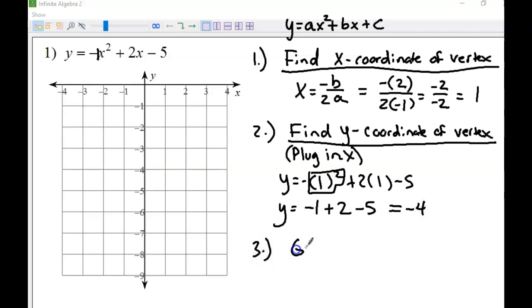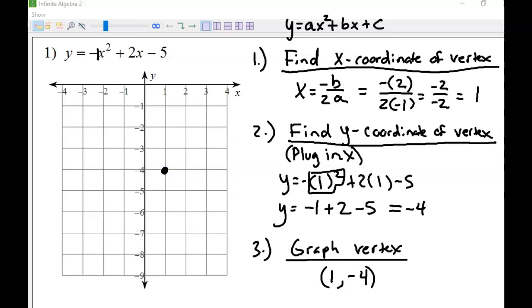So the next thing you want to do after that is graph your vertex. We found the x value, which was 1, and we found the y value, which was negative 4. So I'm going to graph that over 1, down 4, and that's basically going to be the tip of my parabola.